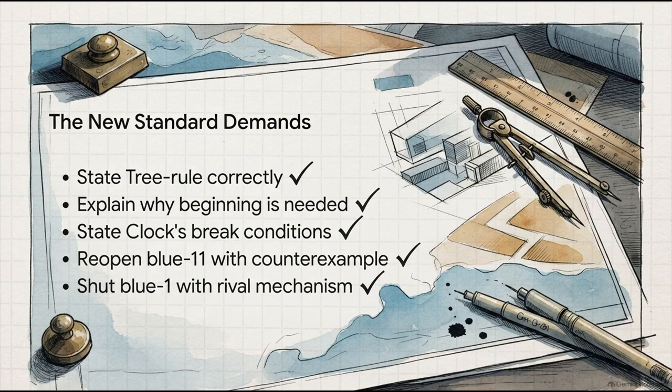You have to be able to state the clock's break conditions. And then you have to actively try to reopen it with a real counterexample, or try to shut it with a valid rival mechanism. The point is, you don't lose intellectual rigor by testing it. You lose rigor by dismissing it blindly without learning how the machine works.